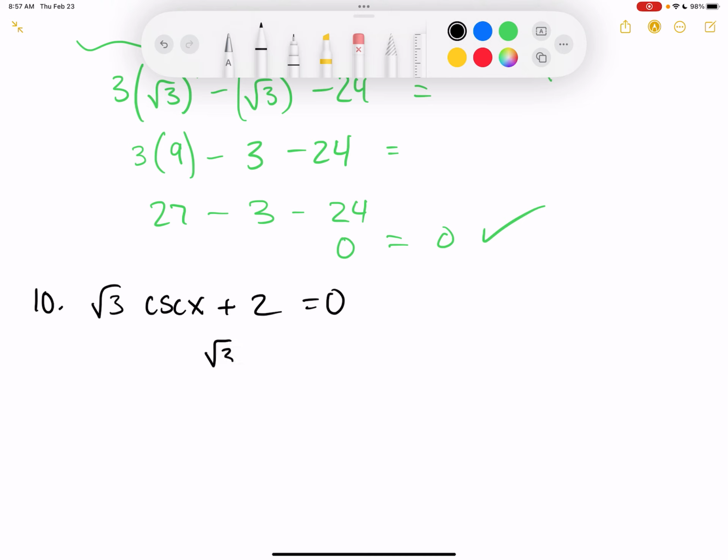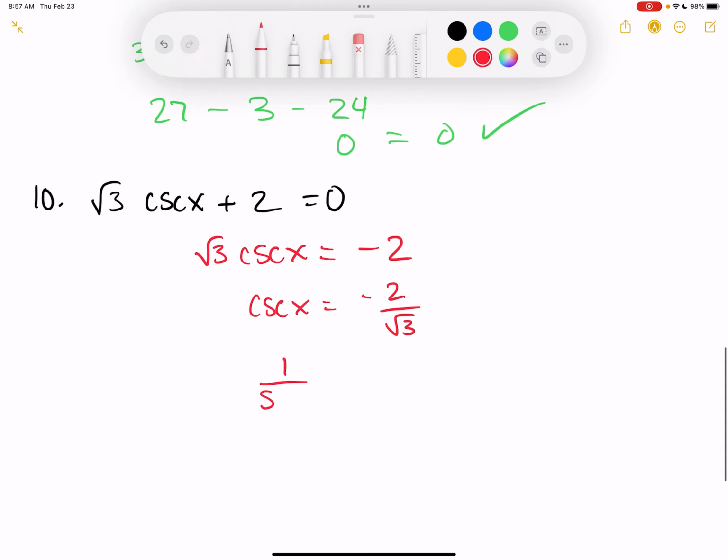So the square root of, oops, I'm going to change colors. So square root of 3 cosecant of x is equal to negative 2. Then I can divide by the square root of 3. So cosecant of x is equal to minus 2 over the square root of 3. Now, there's a couple ways you could think about this. But what is a way that I can rewrite cosecant? 1 over sine.